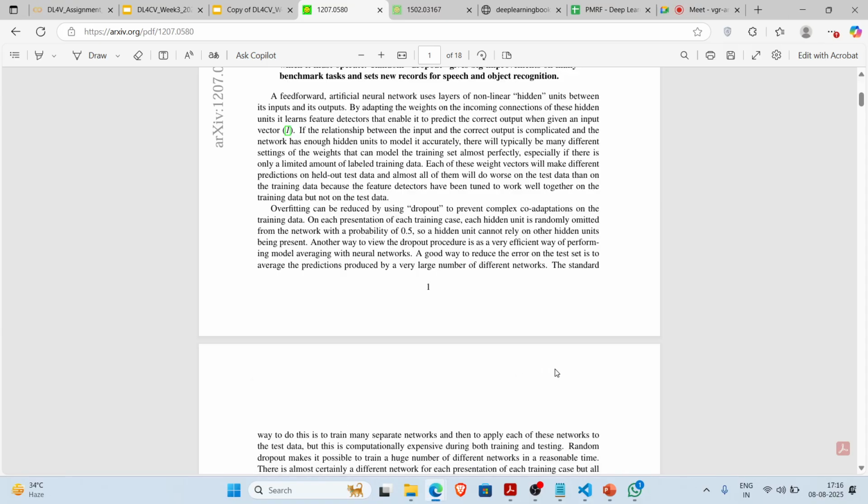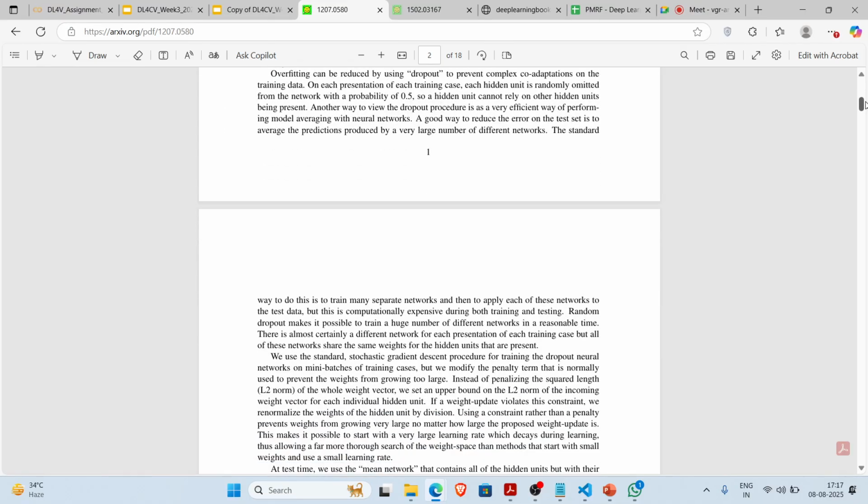The standard way to do this is to train many separate networks and apply each of these networks to the test data, but this is computationally expensive during both training and testing. Dropout is also computationally efficient. We use the standard stochastic gradient descent procedure for training with dropout. So we are using the stochastic gradient methodology.